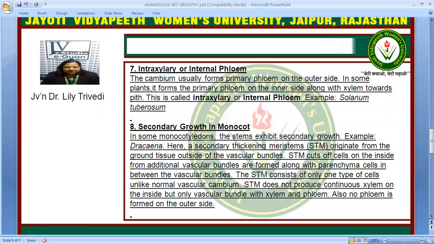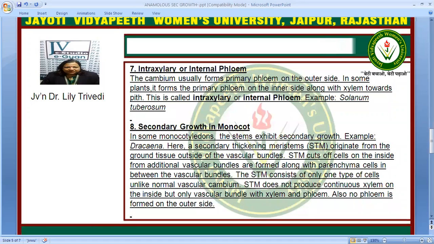Then we have secondary growth in monocots. As discussed, in some monocots, the stem exhibits secondary growth. Dracaena is a classical example. What happens here is that secondary thickening meristems originate from the ground tissue outside the vascular bundles.